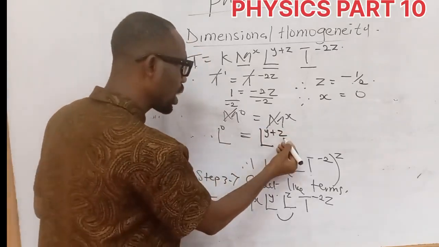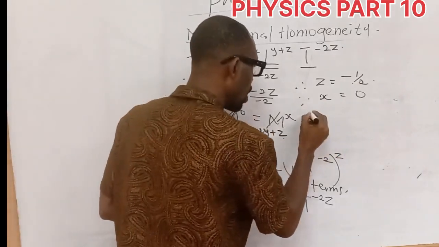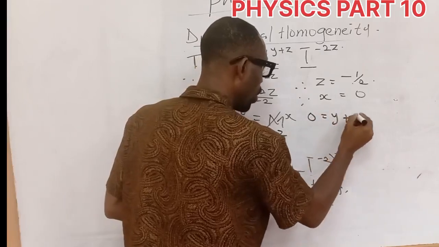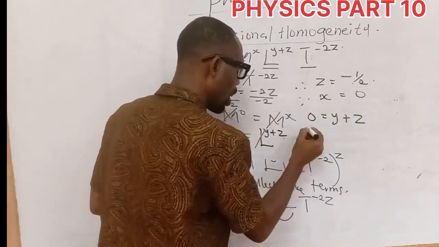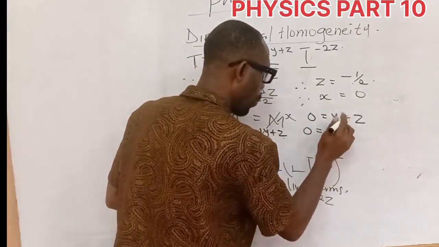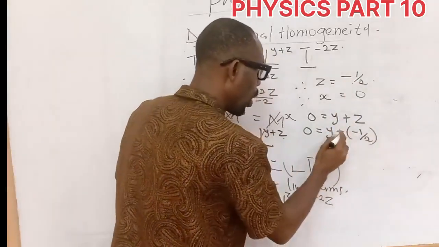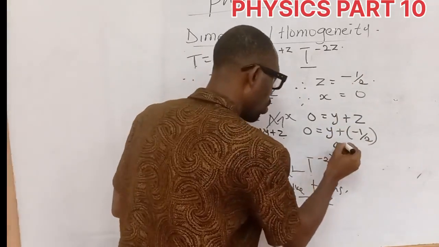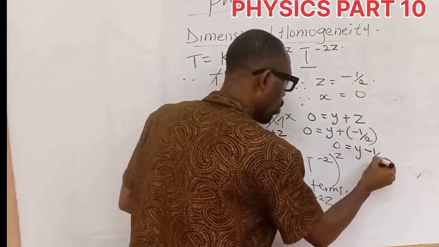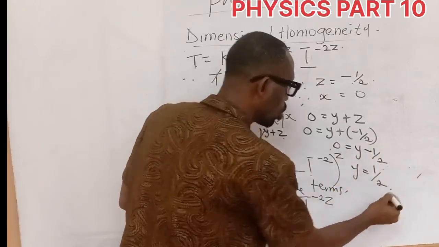Already we've gotten z to be minus 1 over 2. So this L will go. What do you now have? 0 is equal to y plus z. Are you seeing it now? 0 will be equal to what? We don't know what y is. y plus, bracket, minus 1 over 2. Plus times minus is still minus. So it will be 0 equals y minus 1 over 2. So when you bring it here, y will automatically turn to 1 over 2. Can you see it now?